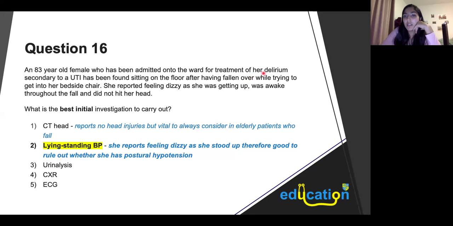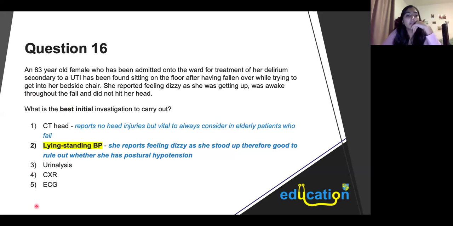If this was a new delirium where we didn't think it was secondary to the UTI, we could start looking for a chest X-ray. Urinalysis isn't that useful. We know she has a UTI. Chest X-ray we would do if we thought this is a new infection or something that could be causing a new delirium, but we already know what's causing the delirium. ECG, we would do if we thought that this was cardiac, but that tends to be more sudden, and it wouldn't necessarily be with getting up that they would get that.